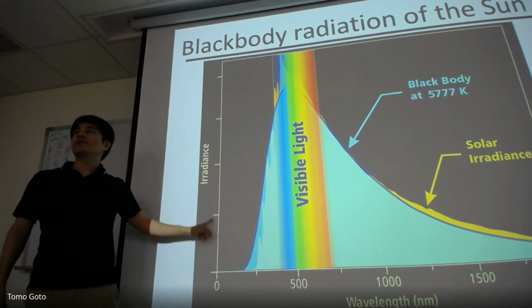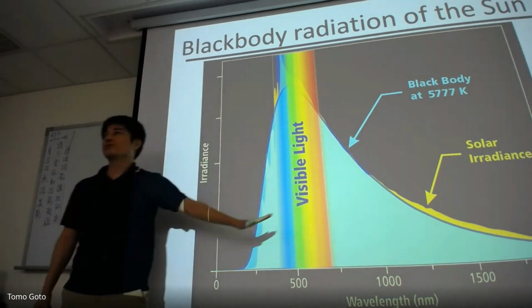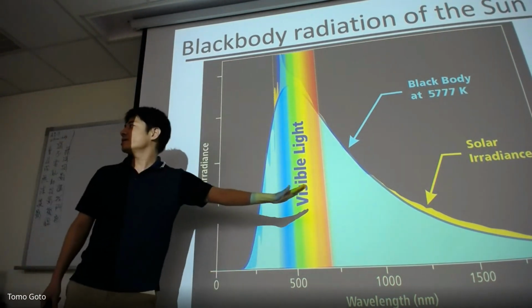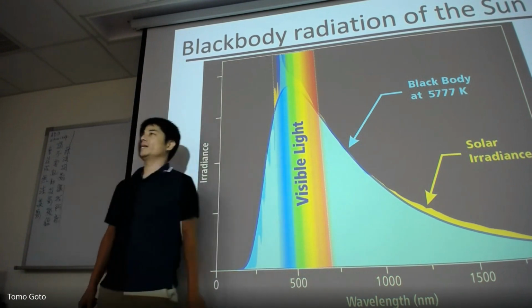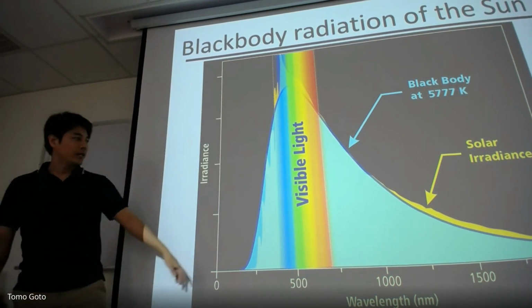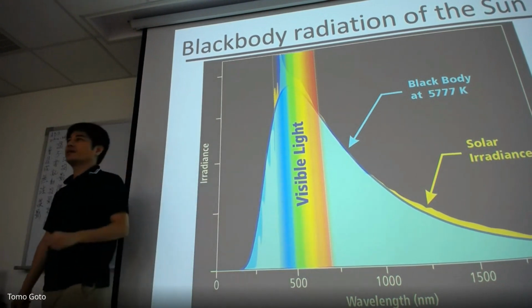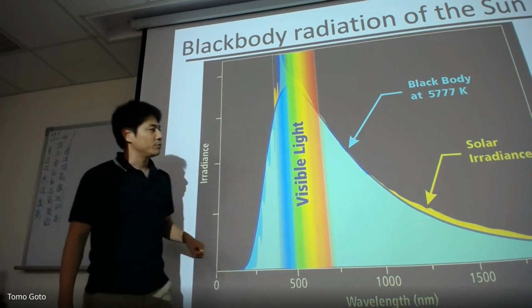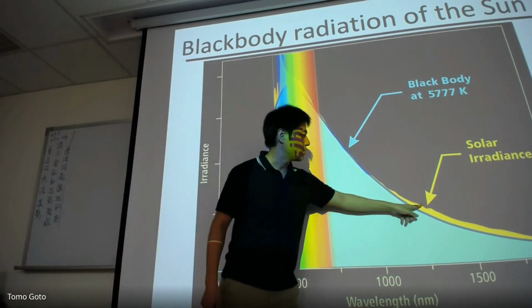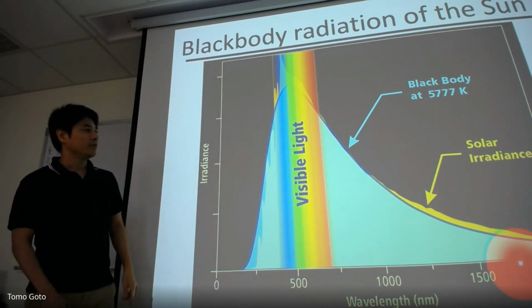This is the intensity or brightness of the sun as a function of wavelength. Wavelengths correspond to different colors of light. Red color has longer wavelengths, blue color has shorter wavelengths. And what we observe from the sun is, I think, this yellow line. So the sun's solar spectrum is this yellow.